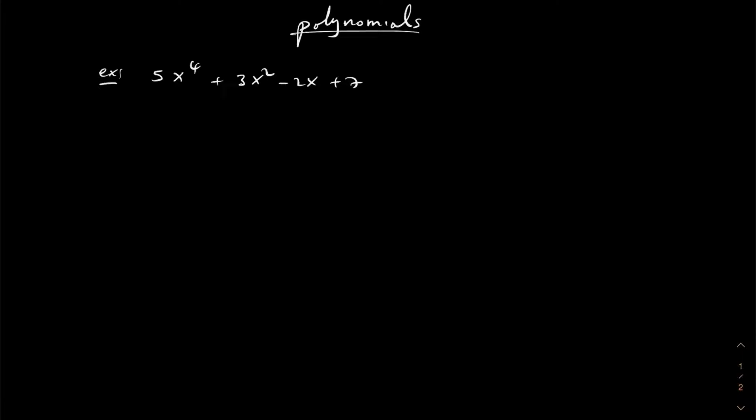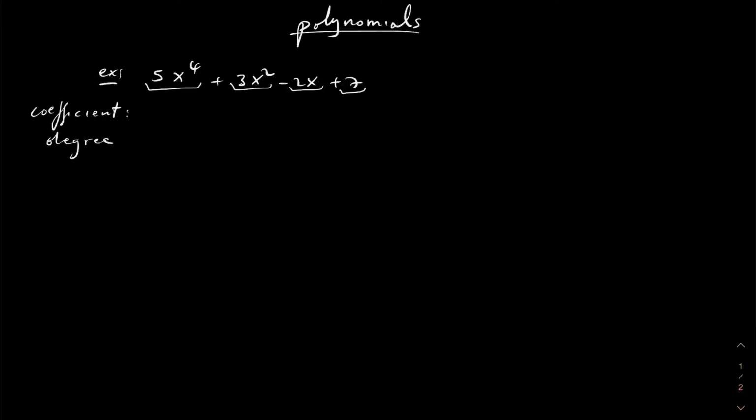Remember that terms are just algebraic expressions that are separated by pluses and minuses. So in this particular one here, you're going to have 4 different terms making up this polynomial. The first one is going to be 5x to the power of 4, and then 3x squared, and then negative 2x, and then plus 7. Now, every single term here has what you call a coefficient and a degree.